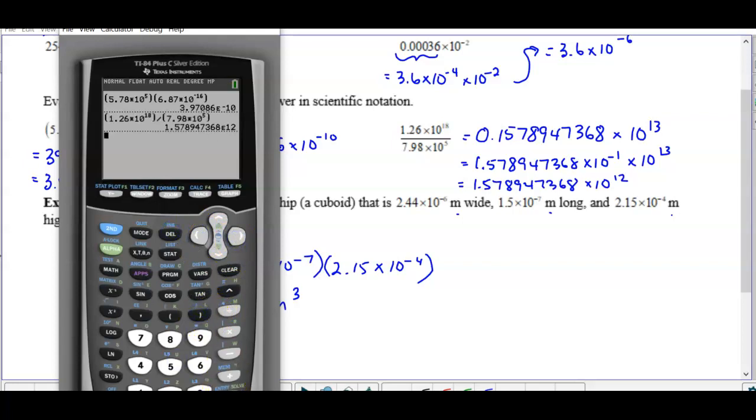So there you can see it. If you have a newer version like this calculator that I'm using, then you can go alpha y equals n over d, and it'll put it in fraction form. So then you could go 1.26 times 10 to the 18, and you wouldn't need brackets. Cursor down, 7.98 times 10 to the exponent 5. Cursor out, enter, get the same thing.